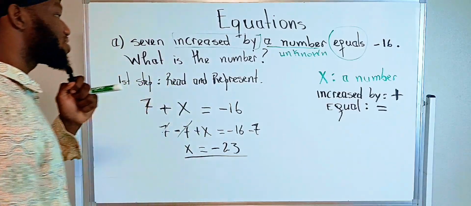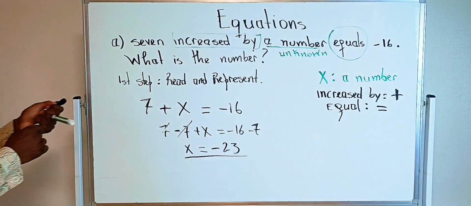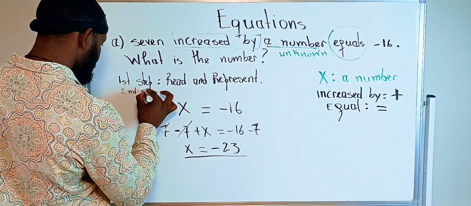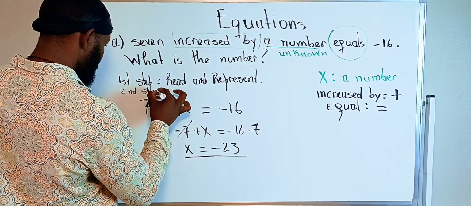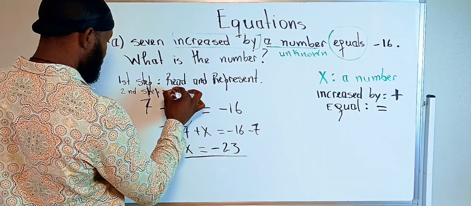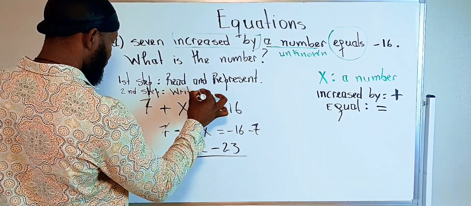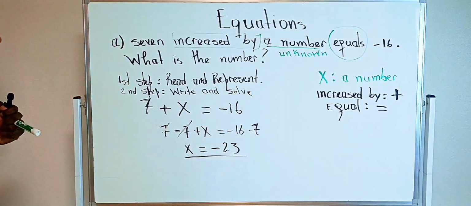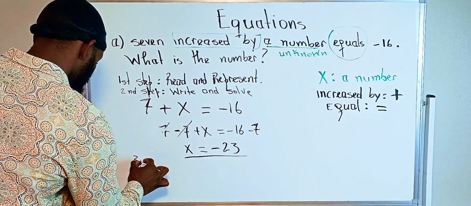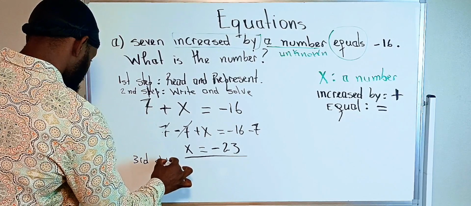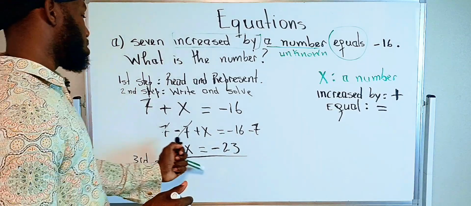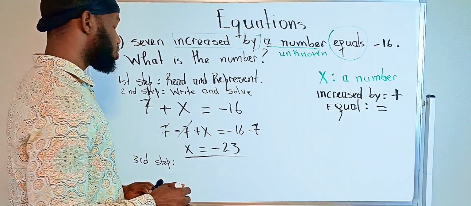So right now the last step, let me write down the second step for you. The second step was to write and you solve. The third step, guys, is going to be to state and check the answer. The answer is x equals negative 23.